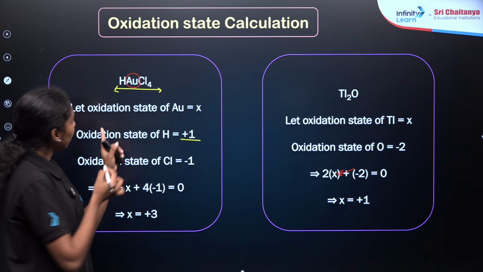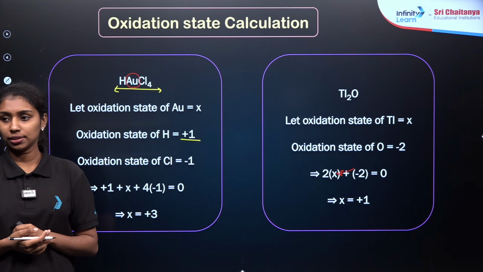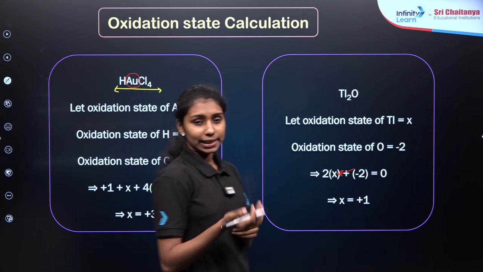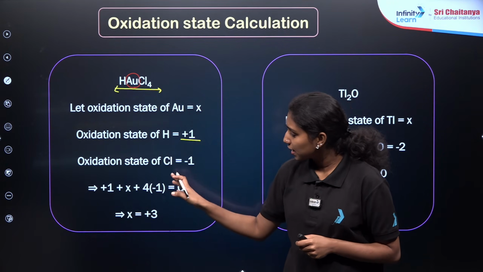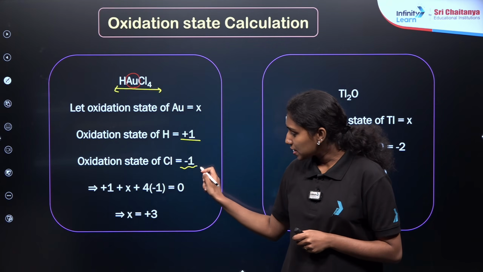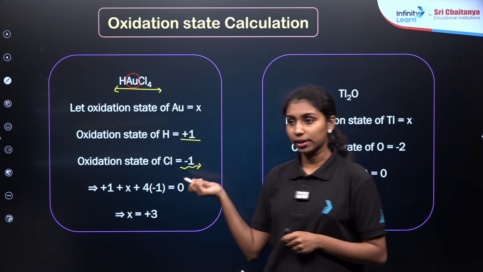It is +1. Then what about the case of chlorine? It is a negatively charged element, right? Chlorine is a negatively charged element. So it is having the oxidation number of -1, right?